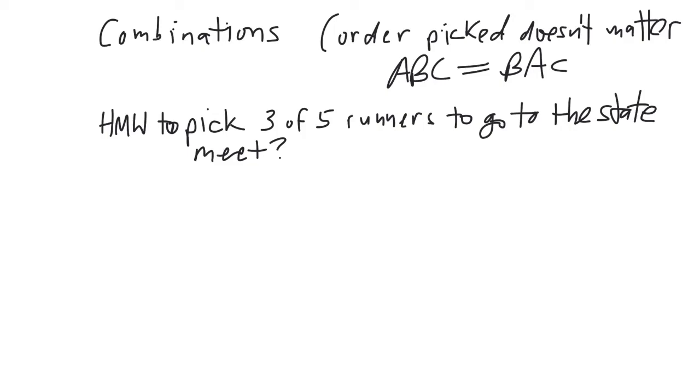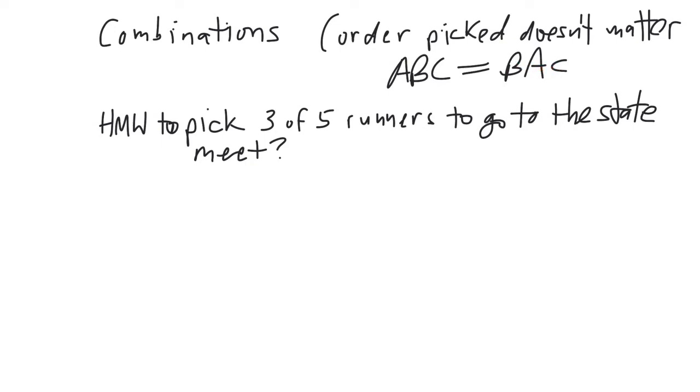In this second video for 9.1, we will continue talking about counting methods, and we'll talk about combinations here, where the order picked doesn't matter. ABC would be the same as BAC. It doesn't matter that the order is different.